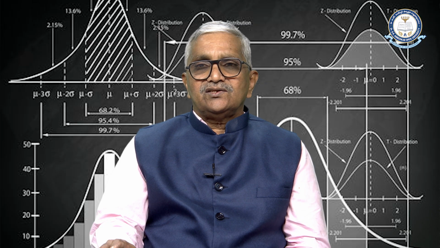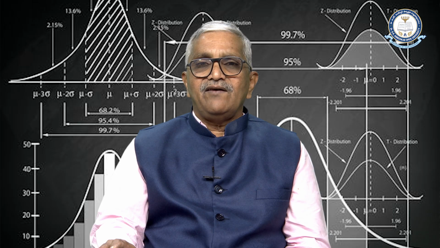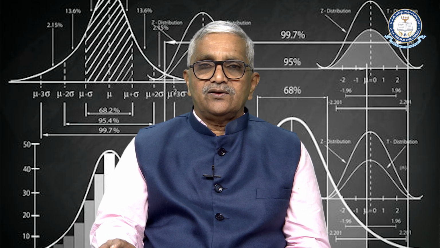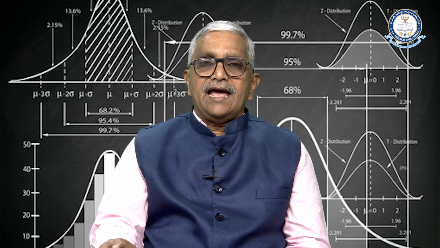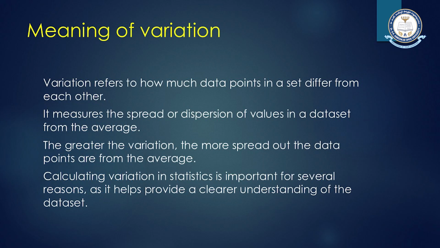As we discussed in measures of central tendency, a central value alone cannot explain the distribution. We have to see how much variation is there in the data points, and for that we have to calculate measures of variation. First, let us understand what is the meaning of variation.